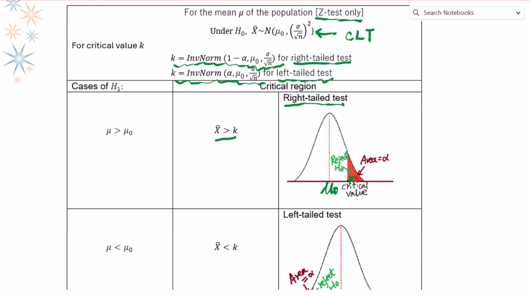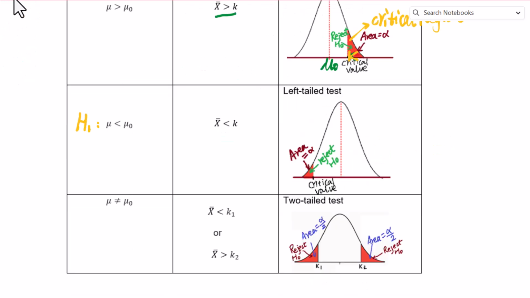For H1, mu greater than mu 0, it will be a right-tailed test. This is K. X bar greater than K will be the critical region, or you can call this the rejection region. Remember, the mean is mu 0. For H1, mu less than mu 0, left-tailed test. This is K. The critical region is X bar less than K.